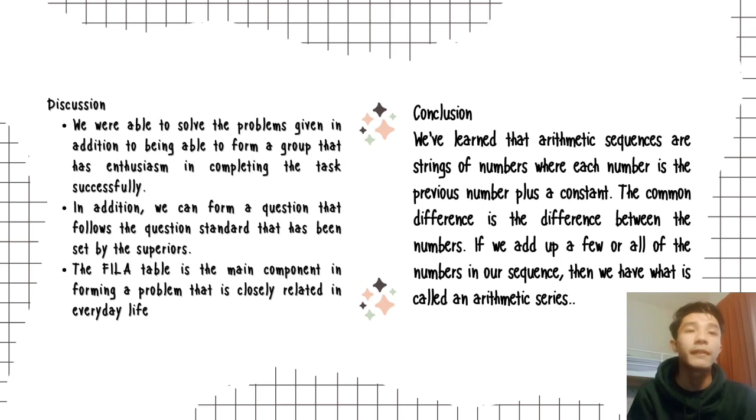Conclusion: we have learned that arithmetic sequences are strings of numbers where each number is the previous number plus a constant. The common difference is the difference between the numbers. If we add up a few or all of the numbers in our sequence, then we have what is called an arithmetic series. That's all.